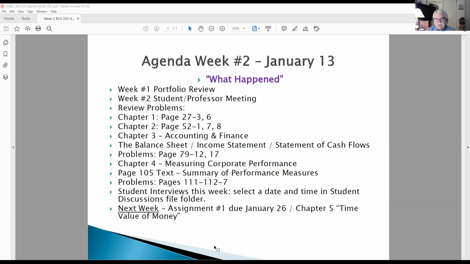On page 27, problems 3 and 6, and on page 52, problems 1, 7, and 8, we'll be reviewing in class. Again, you do not have to do these for a grade. They're just review problems in preparation for our first assignment, which will be given not this week, but next week in week 3. It'll cover chapters 1 through 4, and it'll be due January 26th, but more on that next week.